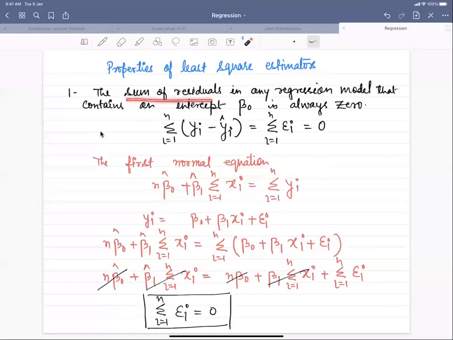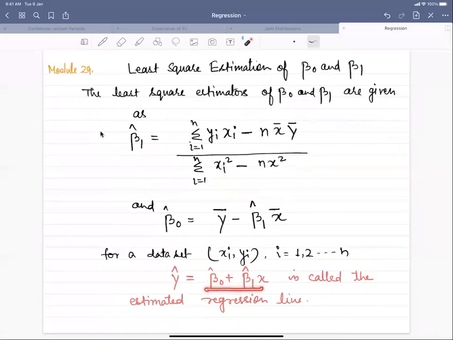The sum of residuals in any regression model that contains an intercept term beta naught is always zero. That means the residual we are defining as yi minus yi cap. So yi is your observed value and yi cap is given by the model, right? So what essentially I am doing is plugging in the value of beta naught cap and beta 1 cap that I have obtained from the least square minimization, at a particular x.